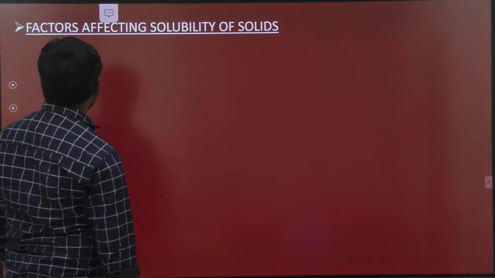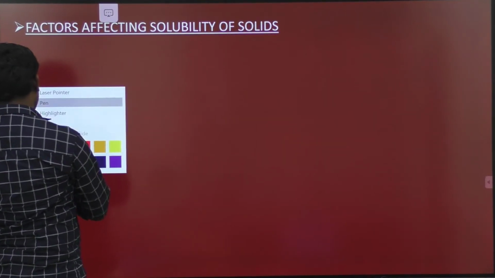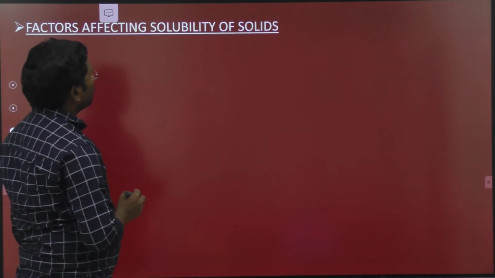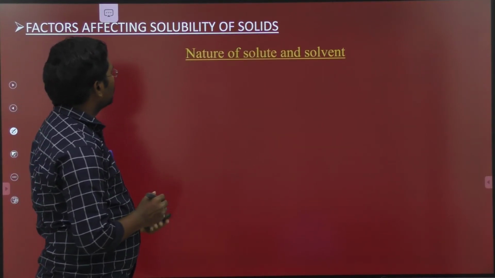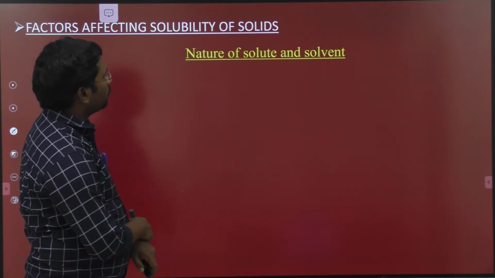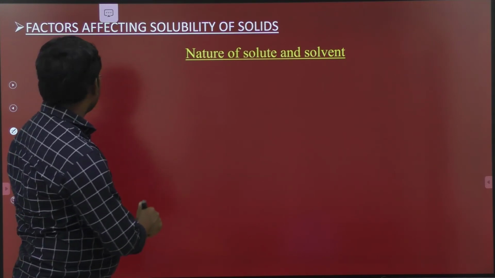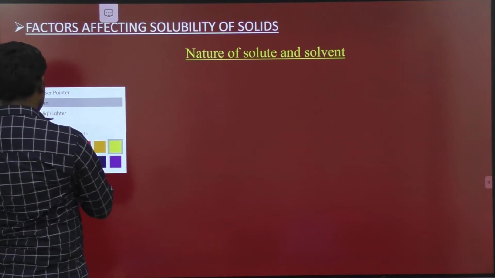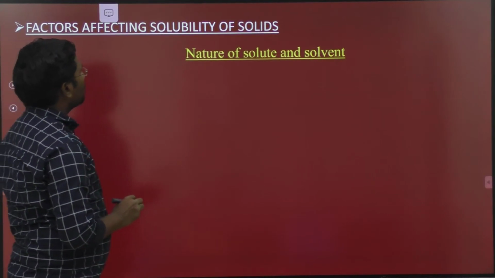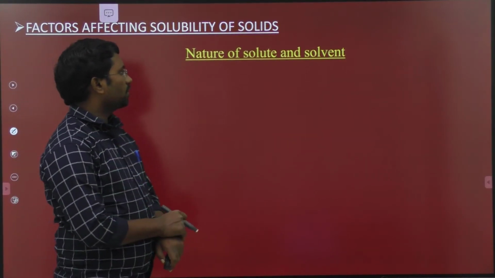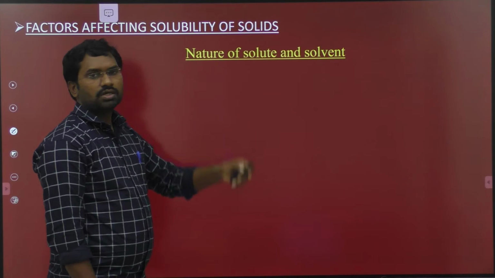Next one, factors affecting the solubility of solids. So what are the factors affecting the solubility of solids? The first one is the nature of the solute and solvent. The first factor involved in the solubility of solids in liquids is the nature of the solute and solvent.